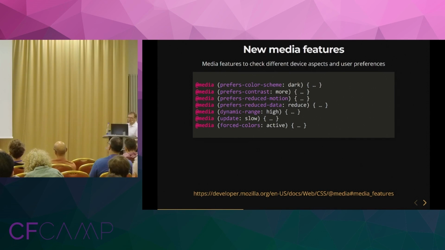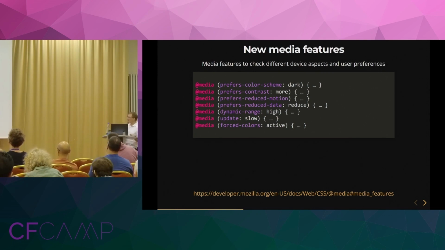You can even react to when users want to have less data over the wire. So you can also react to that. For example, provide smaller images and so on. You can check if a monitor is a high dynamic range monitor or not. You can check with the update whether the display allows quick updating, like a laptop, for example, or slow updating, like on an e-reader, or not updating at all, which would be a printer, for example.